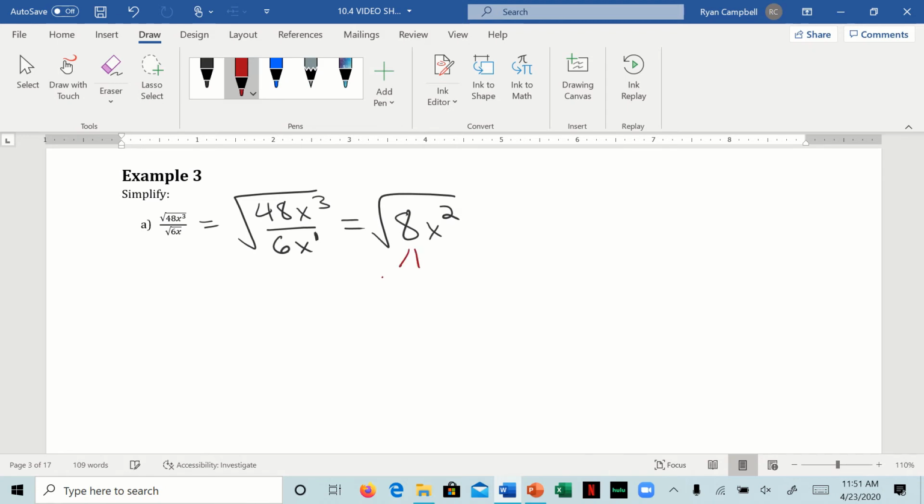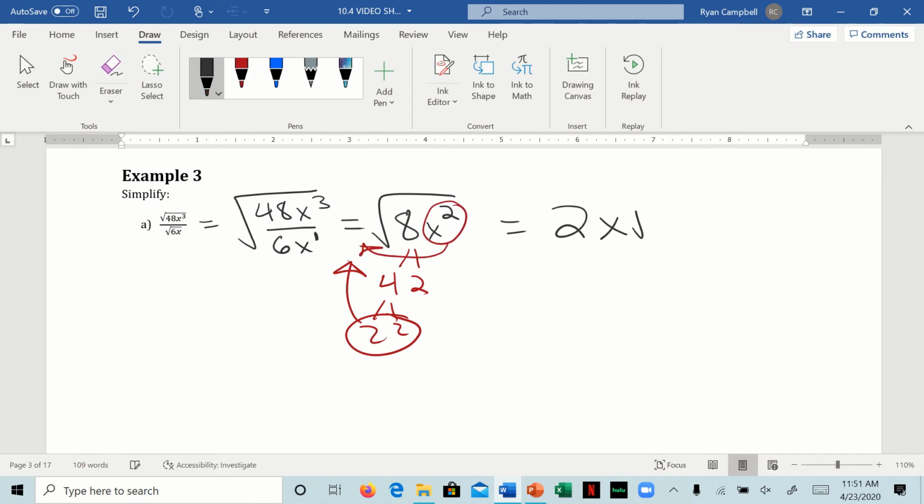8 can be broken up into 4 and 2, 2 and 2. So this group of 2 can come out. And then, of course, we have x squared. So there's 2 of them. So 1 x can come out. So we get 2 times x times the square root of 2. Or you might like it written like this, 2 square root of 2x. Either way.